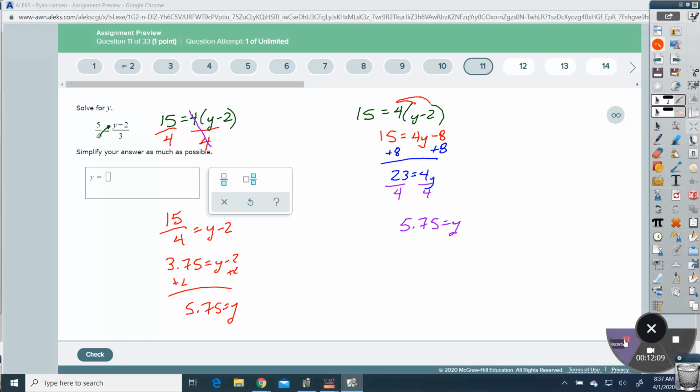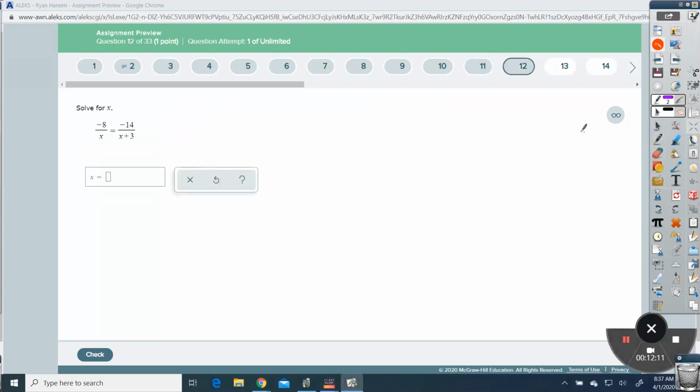So on this one, it has variables on both of them. So I am going to distribute this negative 8 to the x plus 3. And I'm going to distribute this x to the negative 14. So now I'm going to multiply that negative 8 into each of those. So that makes negative 8x. And negative 8 times 3 is negative 24. And now over here I have equals negative 14x.